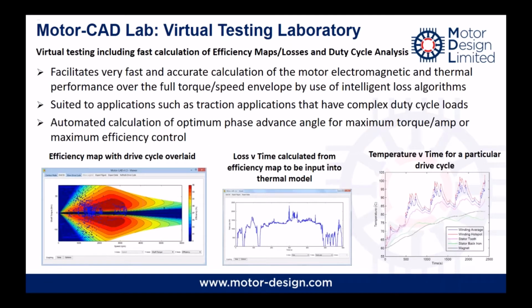So the final module we'll talk about is Motor-CAD Lab. It's a module which allows you to analyze the machine performance over the full operating range of the machine. It applies a control strategy so that things like the optimal phase advance angle is automatically calculated, and field weakening behavior is automatically calculated by the software. You can do things in Lab, things like efficiency maps and duty cycles.